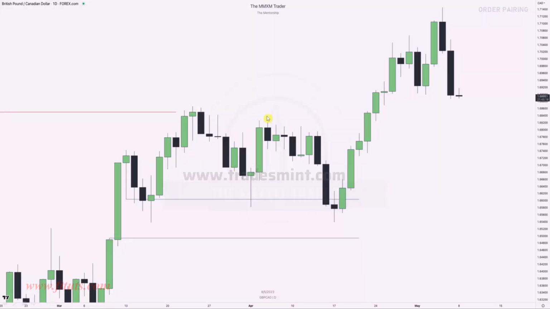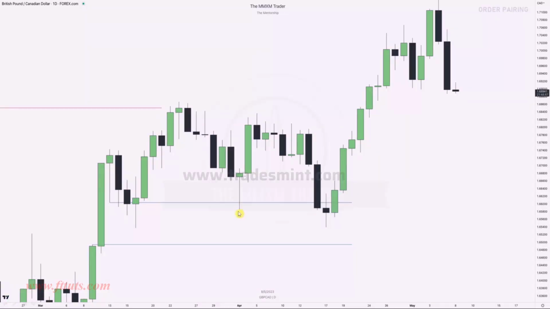Can you spot engineered liquidity up here? Yes, we can, right? Because we have failure swings up here. So there's a lot of buy stops resting above here. Now order pairing, where do we want to pair our orders? Below old lows, right? So we see this old low down here inside this PD array still, right? So order pairing, we can do that perfectly on this old low.